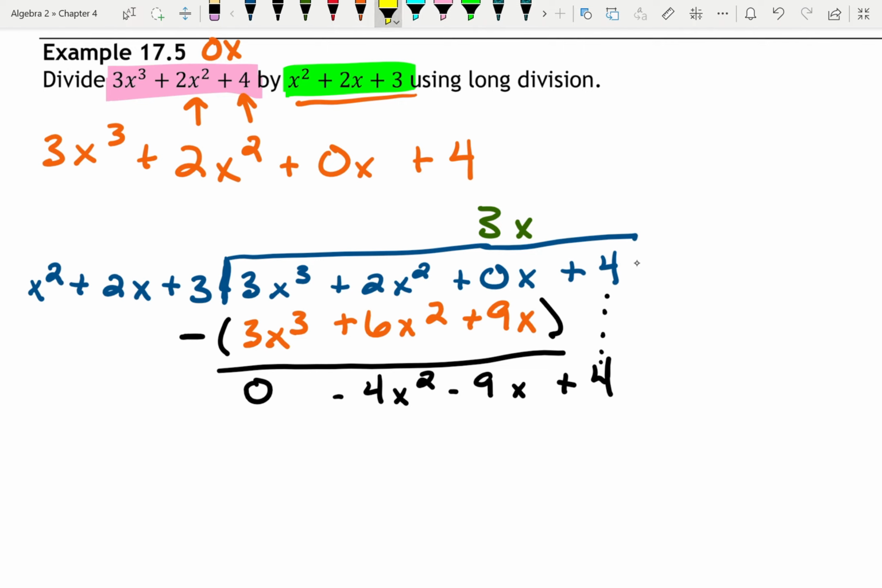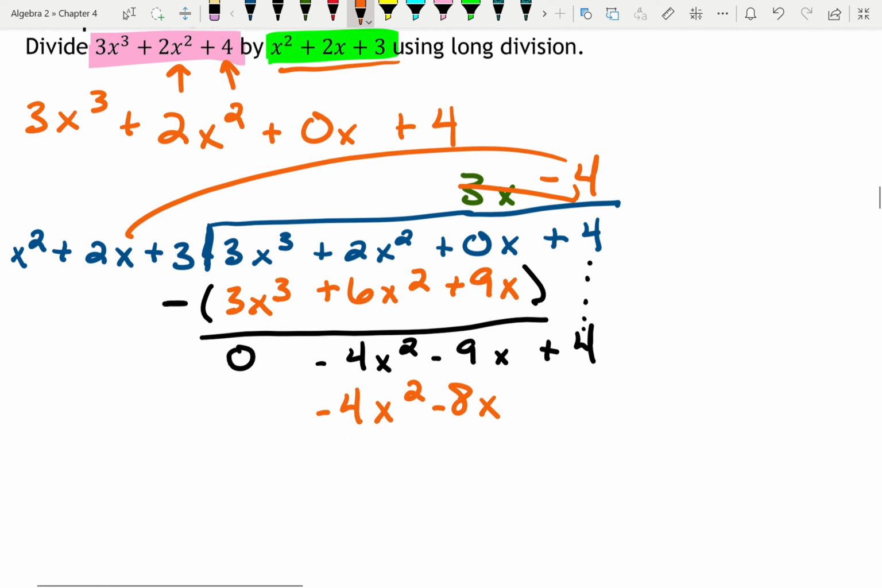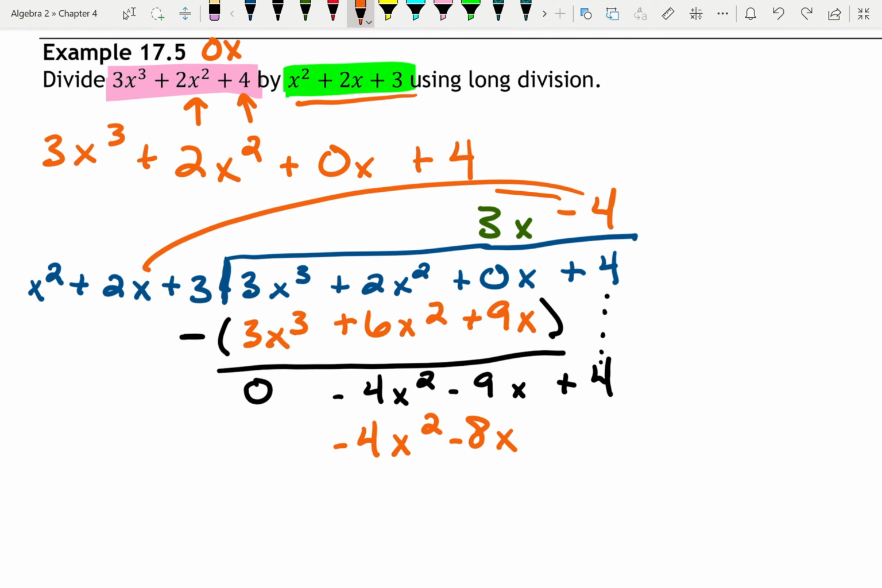We want to see how could I turn my x squared into the negative 4x squared. I'm just going to need a negative 4. So we need to multiply by negative 4. Whenever I multiply out, I'm going to distribute my negative 4 in. I'm going to have negative 4x squared, and then negative 4 times 2x gives me negative 8x, and then negative 4 times 3 gives me negative 12.